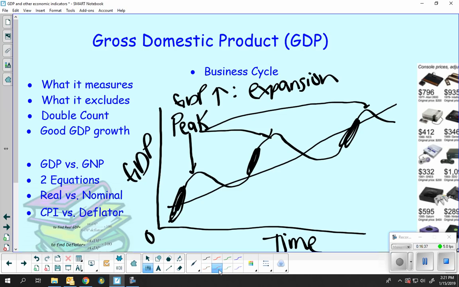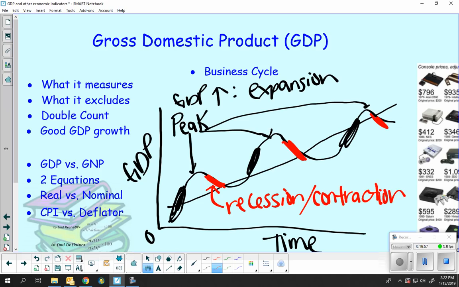When GDP starts to fall and you start to go down the business cycle, the economy gets worse, you can call that one of two things. You can call that a period of recession, or you can call that a period of contraction. A contraction or a recession.